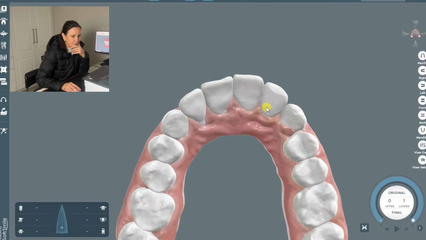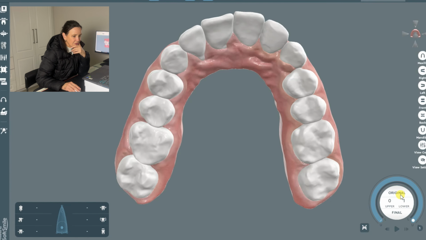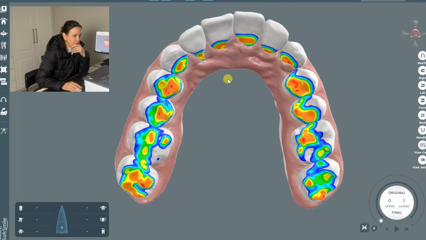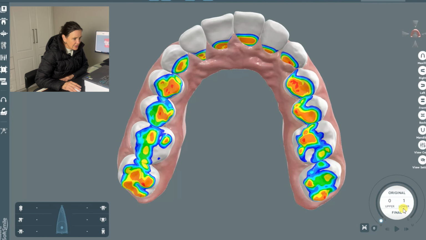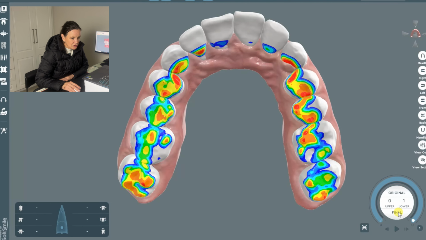Okay, let's see now. That's what we've got with the contact points. For this patient, it is stable. You can see each and every tooth has got a contact. They're very similar in the amount, in the force level. And how are we going to change that? Let's go to the final.